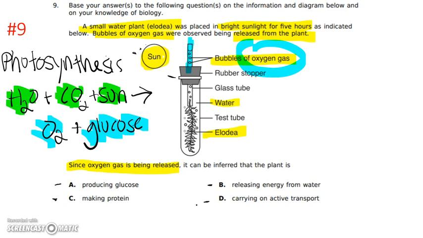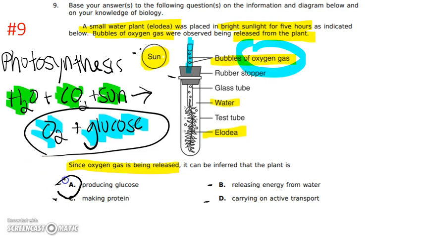Well, since oxygen gas is being released, it can be inferred that the plant is also making glucose because that's our product in photosynthesis. So our answer here is A, producing glucose. None of the other answer choices even make any sense with this question. But we know glucose is being produced if oxygen is being produced because that means photosynthesis is taking place.